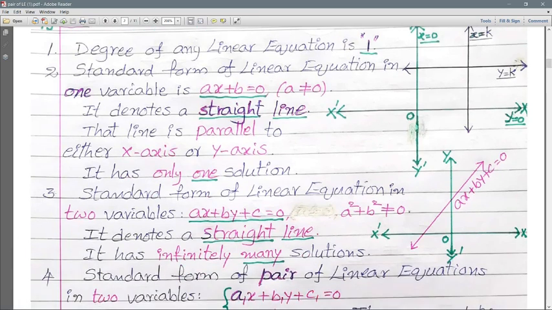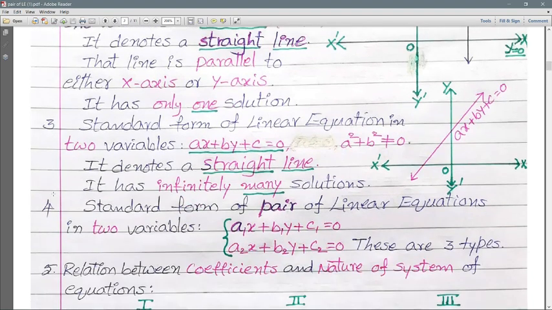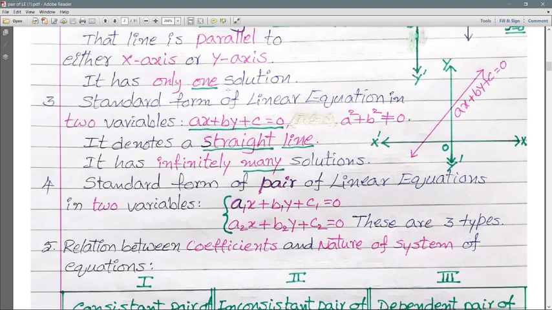Next point is from ninth class. The standard form of a linear equation in two variables is ax plus by plus c is equal to 0, where a square plus b square is not equal to 0. This is the condition. What does this mean? Its meaning is the values of a and b should not both be equal to 0 at one time. It denotes a straight line. It has infinitely many solutions.